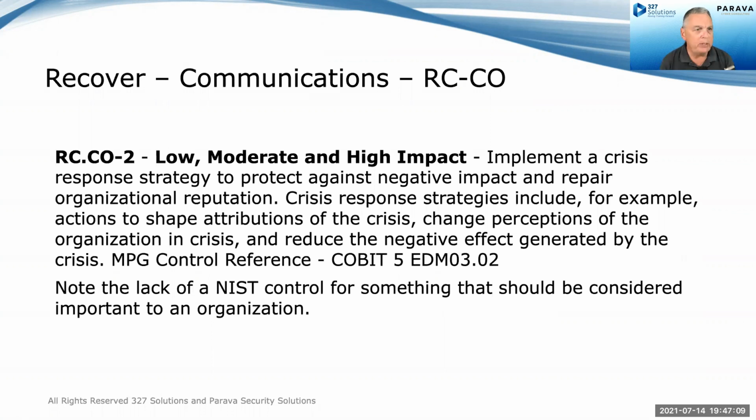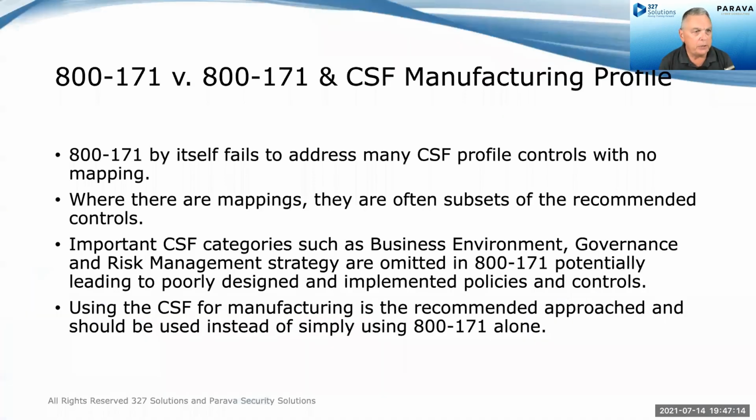So what can we say in terms of our conclusion? First, NIST special publication 800-171 by itself fails to address many cybersecurity framework profile controls with no mapping at all. The times where there are mappings, they can be subsets of the recommended controls, and they could be rather lacking in thoroughness, and they're certainly not focused in on the manufacturing sector.